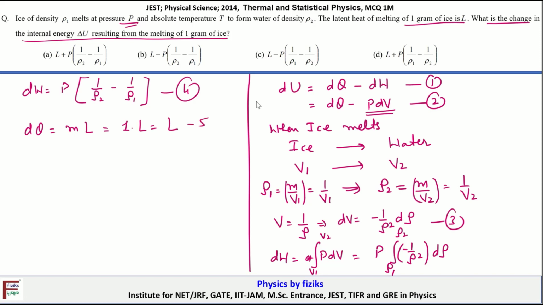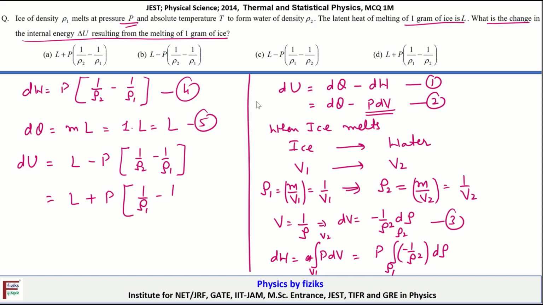Okay, so substitute these equations 4 and 5 in equation 2, so we obtain the resultant change in the internal energy of the ice when it's converted into water. That is equal to L, that's dQ, minus pdV, minus dW, so that is minus p into 1 by ρ2 minus 1 by ρ1. After simplification, L plus p into 1 by ρ1 minus 1 by ρ2. Okay, so that's the internal energy change. So therefore option D is the correct one here.